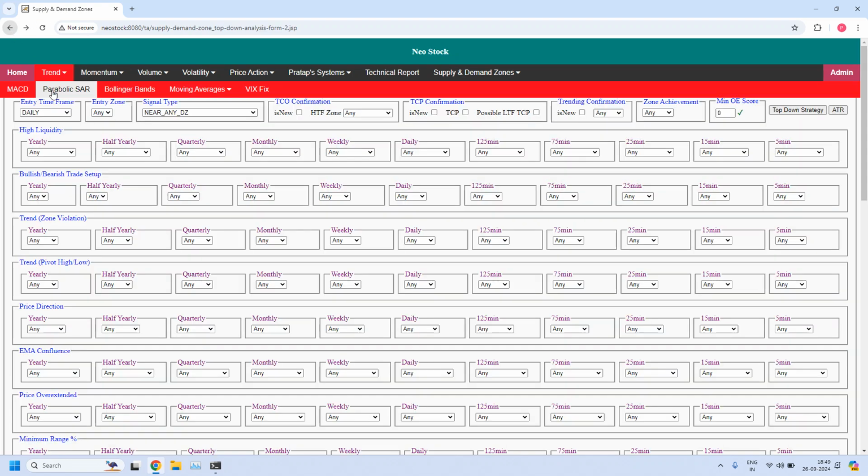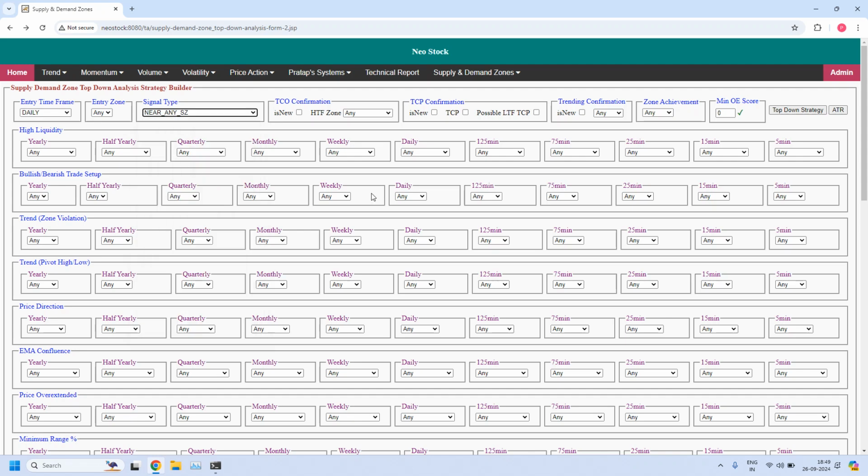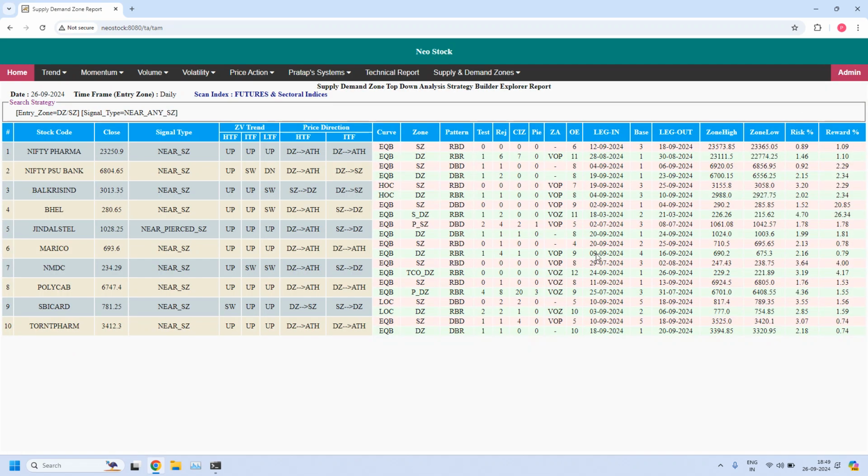Okay, next, for the daily time frame, let us find the stocks near the daily supply zone. Ten stocks are filtered near to the daily supply zone. Let us identify high liquidity daily supply zones, if any. We don't have any daily high liquidity supply zones from this list.